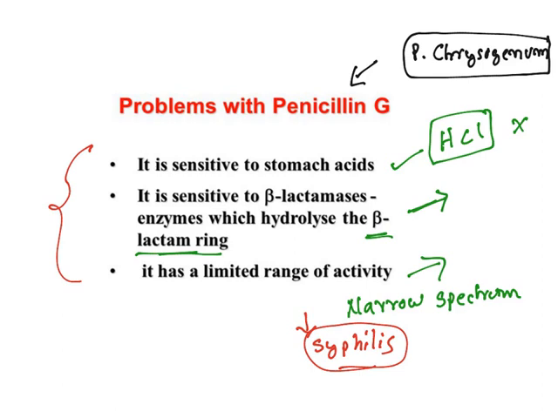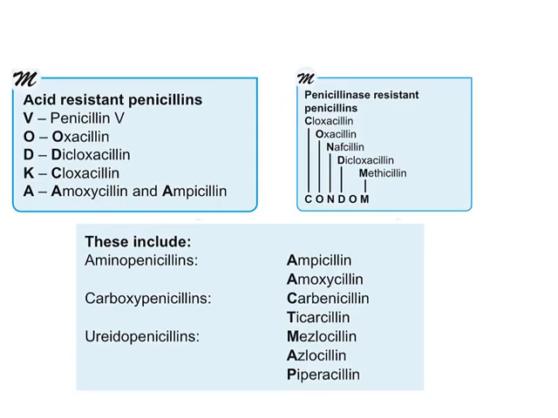To improve the shortcomings, newer penicillins were introduced. Look at this. These are known as acid-resistant penicillins. Penicillin V, oxacillin, dicloxacillin, cloxacillin, ampicillin, and amoxicillin. You can easily remember them by this mnemonic. Vodka. Vodka is a drink which is taken orally. So these drugs can be taken orally.